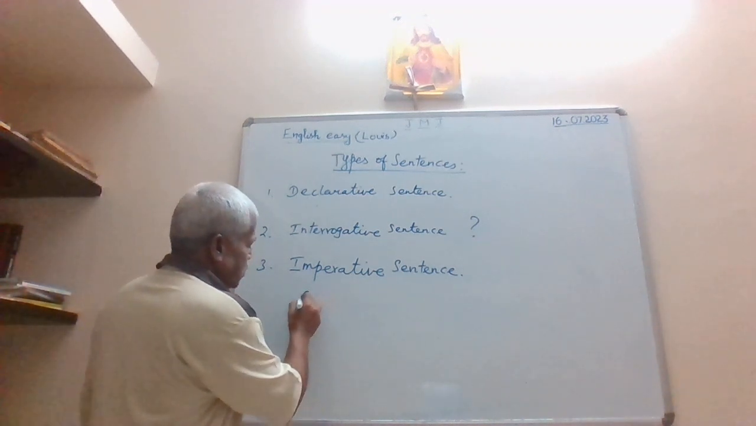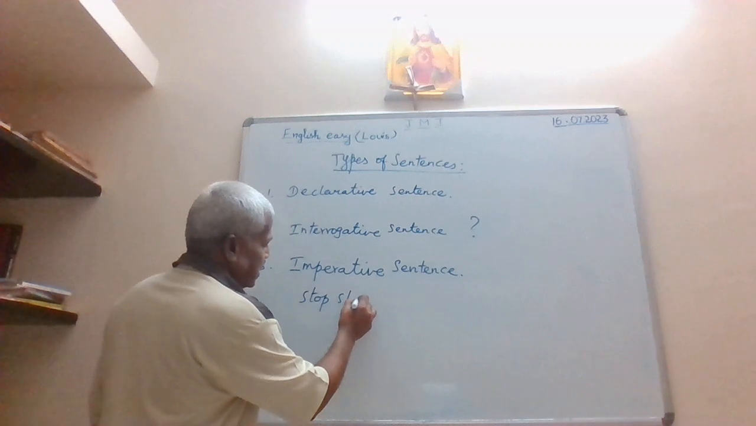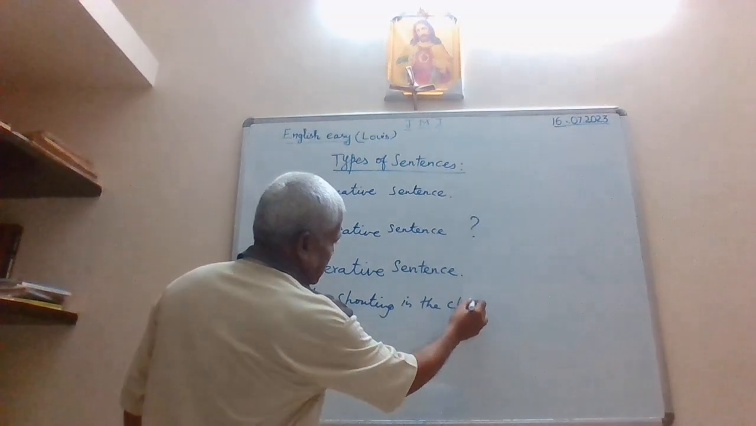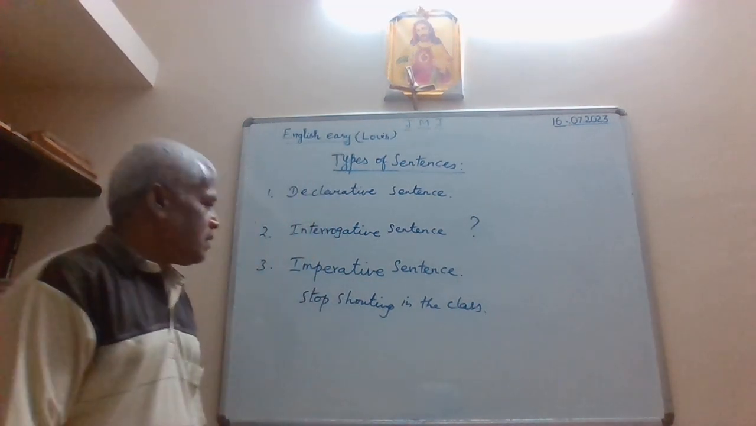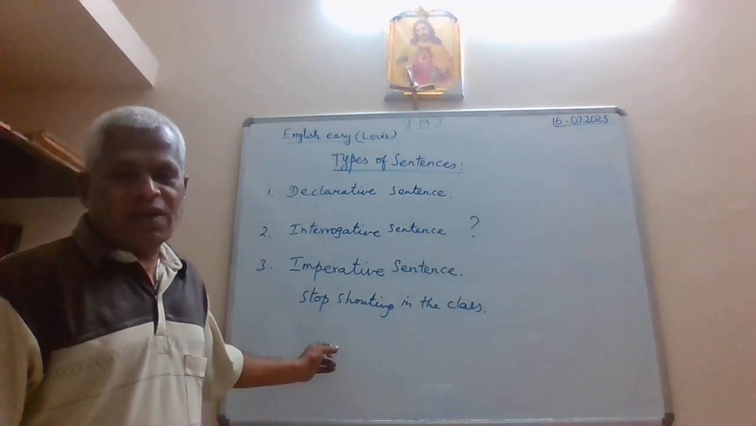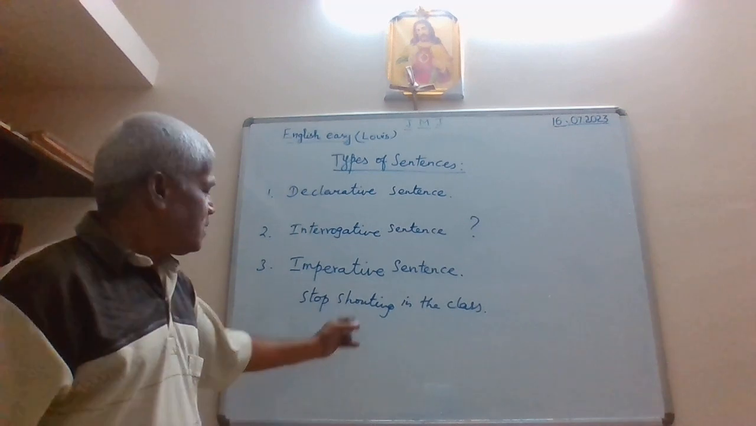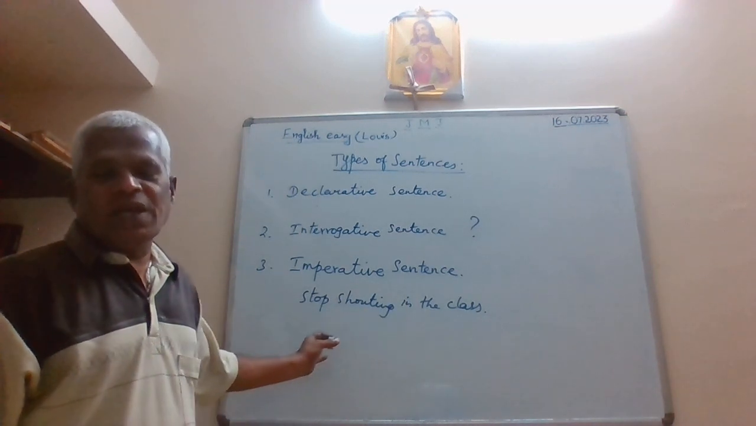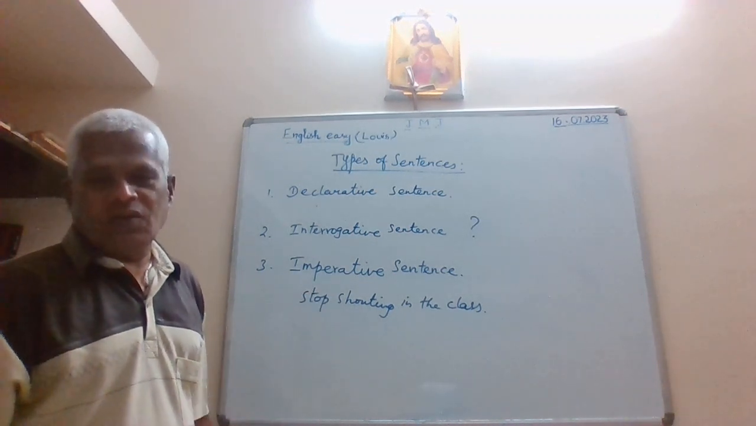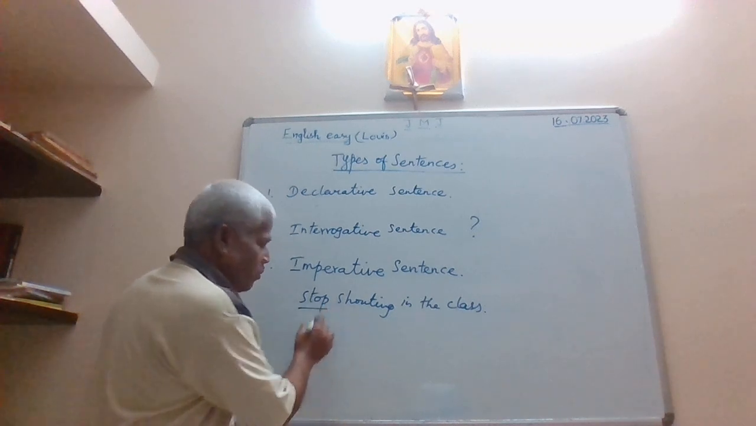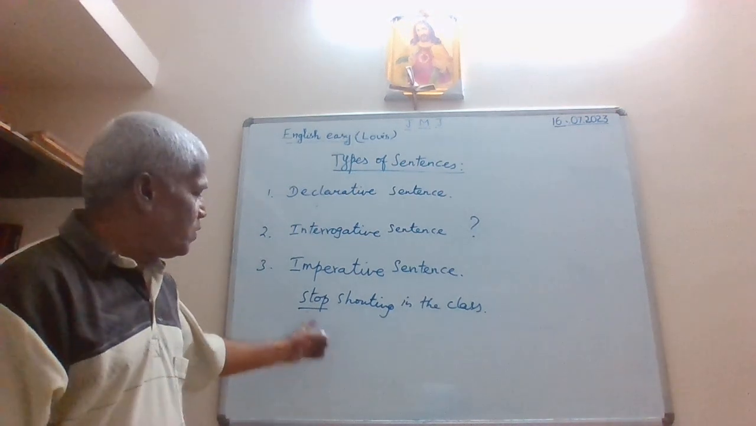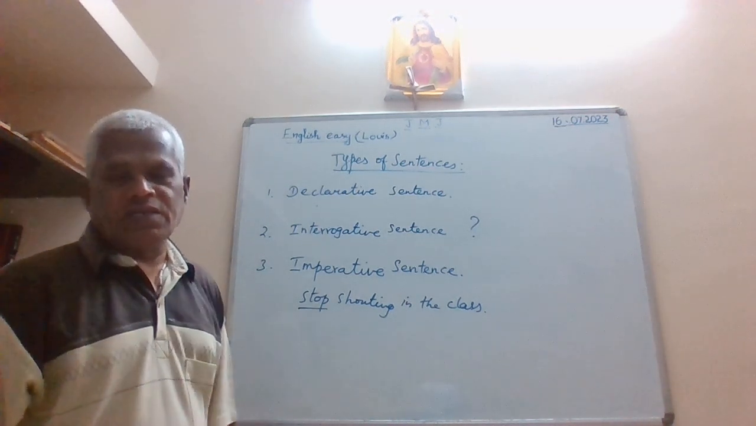When I say, stop shouting in the class, it is understood that you have the subject indirectly. What does it mean? You are asked to stop shouting in the class. So that is an implied way of writing an imperative sentence. But does it have a subject? No. So how does this sentence begin? Stop. So this is a verb. Stop shouting in the class.